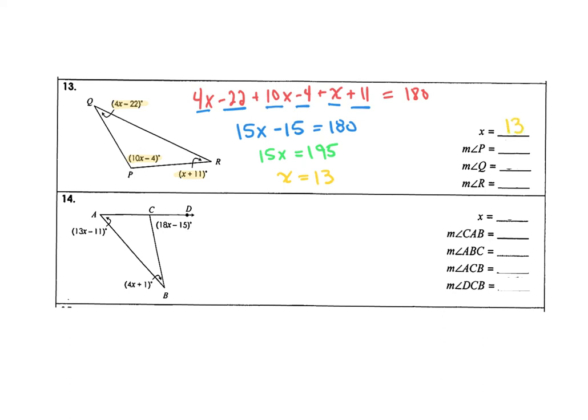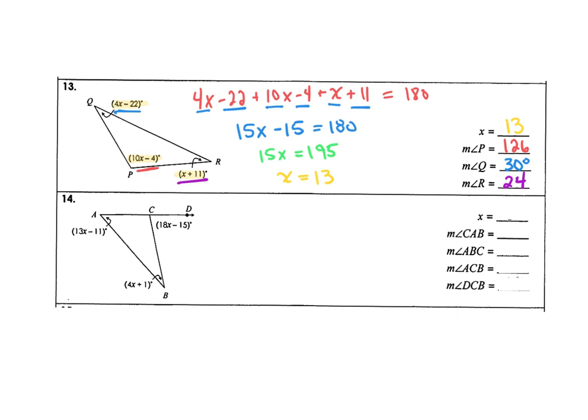To find the measure of the angles, you literally just plug it back in. So for the measure of angle P, I'm going to plug in a 13 here. 10 times my 13 minus my 4. To find my Q, 4 times 13 minus 22. And then to find my R, x, which is 13 plus 11.